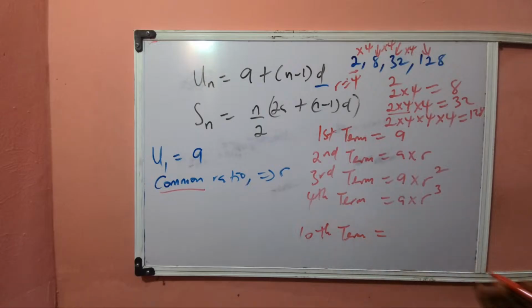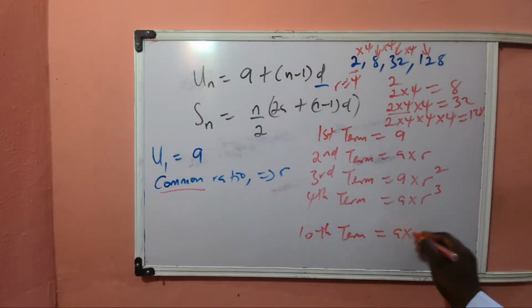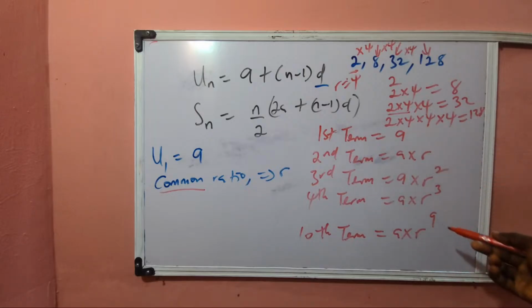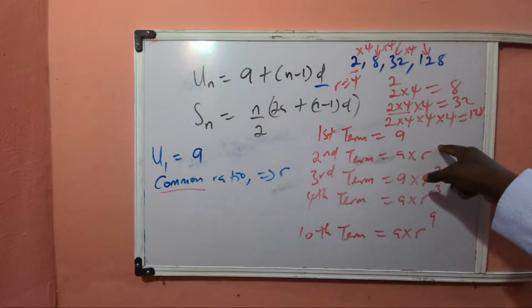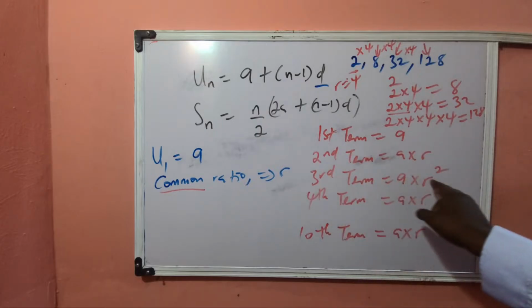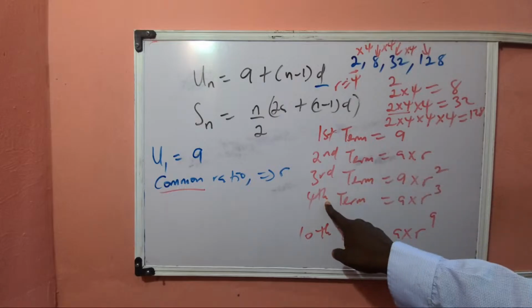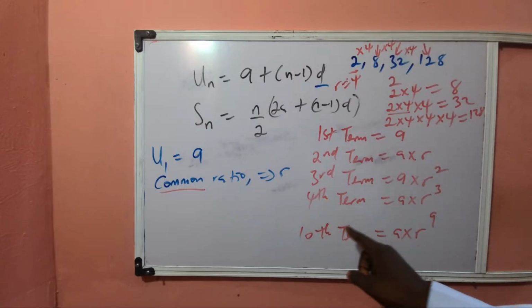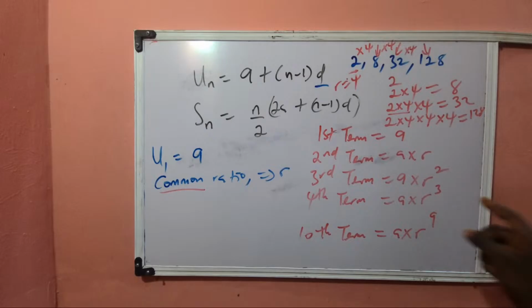Well, the 10th term obviously will have to be a times r raised to power 9. You can notice the logic around it: when we had the second term, it was r raised to power 1. When we had the third term, it was r raised to power 2. When we had the fourth term, it was r raised to power 3. Obviously, the 10th term will be r raised to power 9.